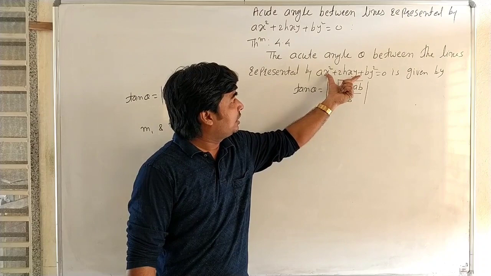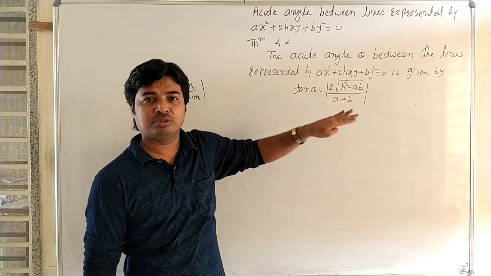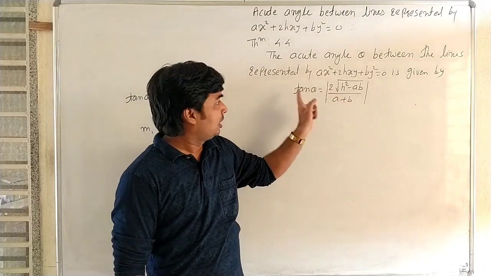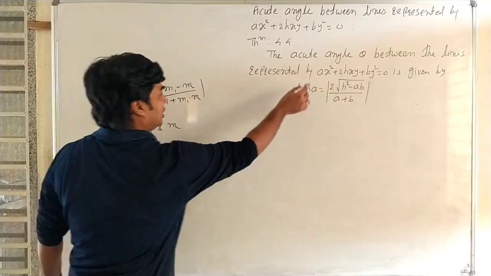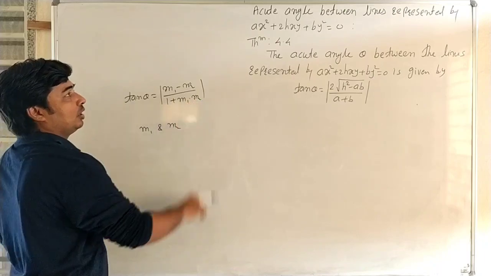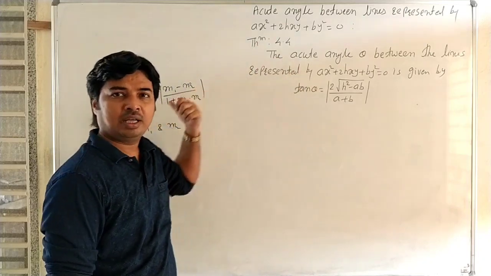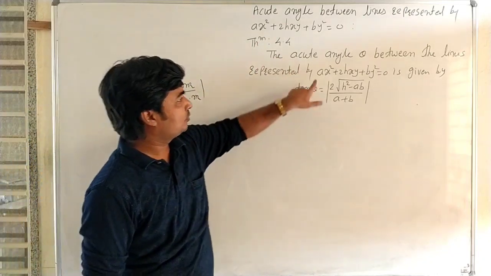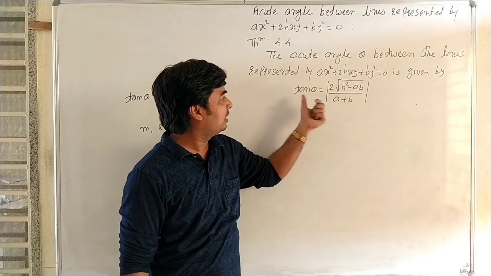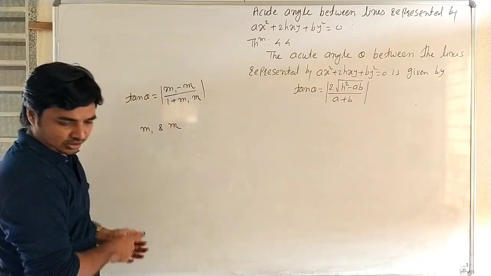When the equation of the lines is given in the form of a combined equation, that is, a second degree homogeneous equation, then we find the angle between the two lines by using this formula. Otherwise we use tan theta is equal to (m1 minus m2) upon (1 plus m1 into m2). Therefore we separate the equation into lines, find the slopes of the two lines, and then find the angle between them. But here, directly without separating the lines, since the given equation is in the form of a second degree homogeneous equation, tan theta is equal to 2 under root (h square minus ab) upon (a plus b). Now we see the proof of this theorem.